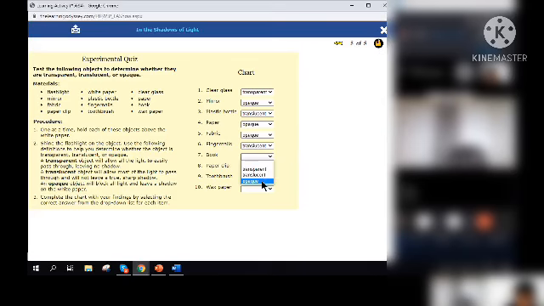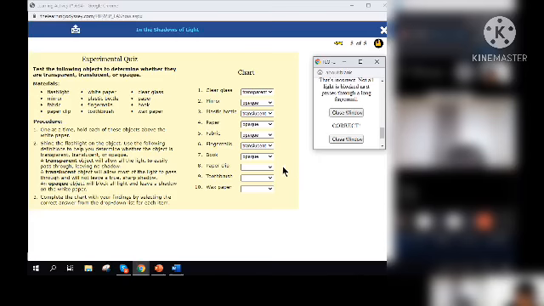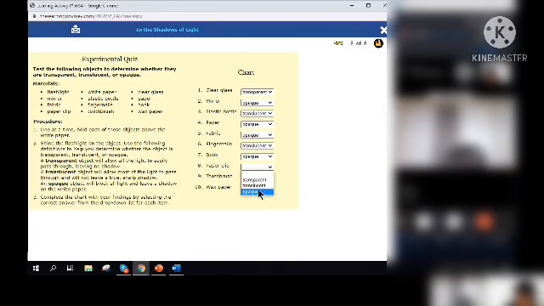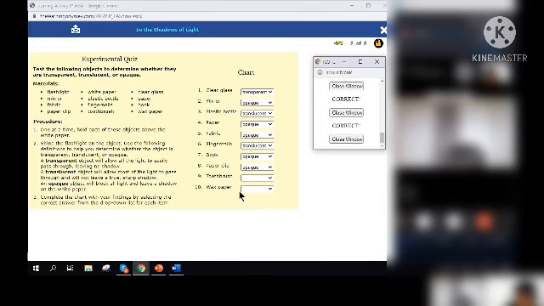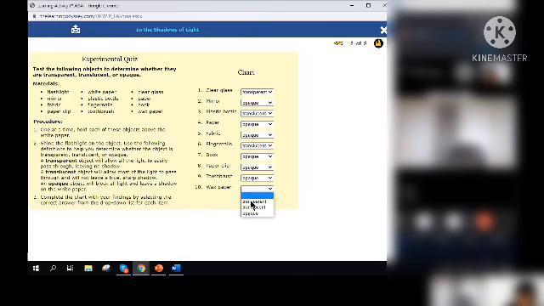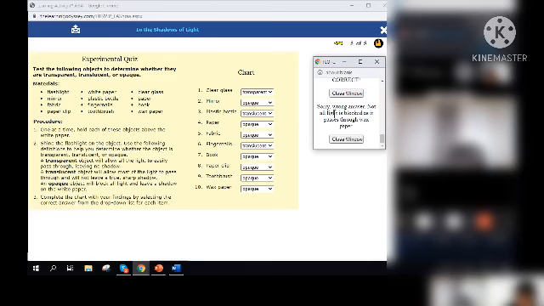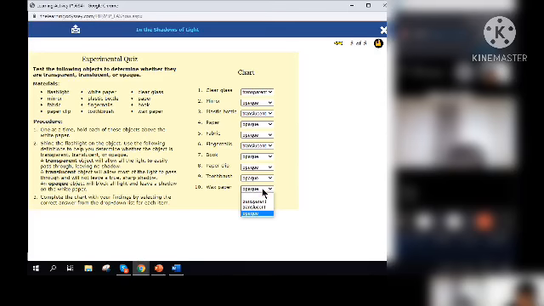Opaque. Opaque. Paperclip. Opaque. Opaque. Okay, and toothbrush. Opaque. Opaque. Wax paper. Opaque. Opaque. Okay, sorry, wrong answer.